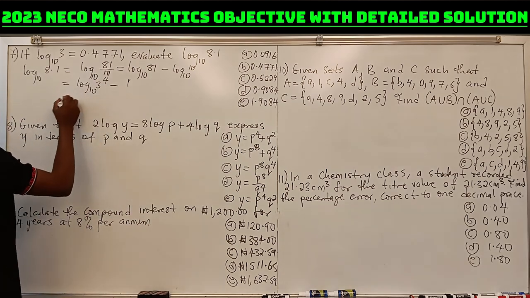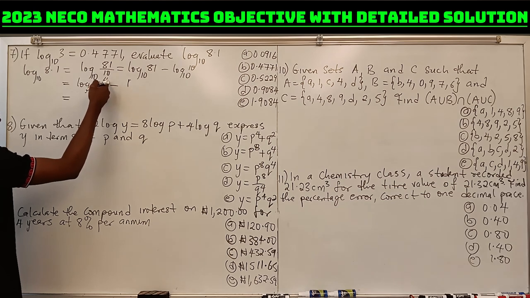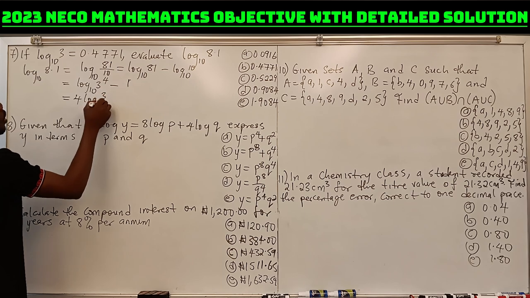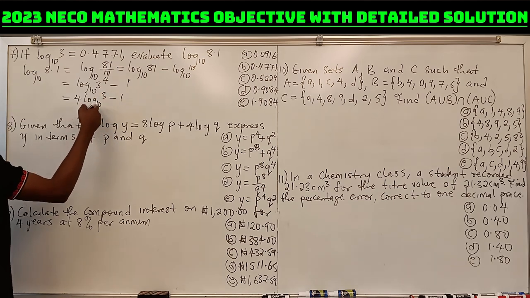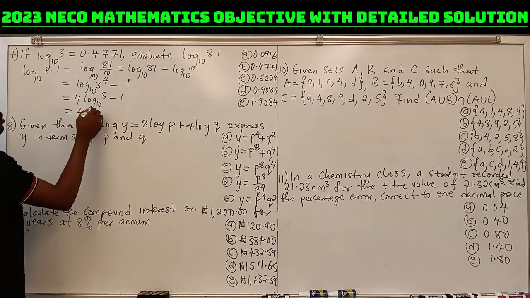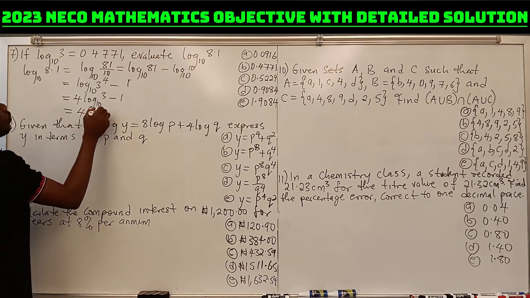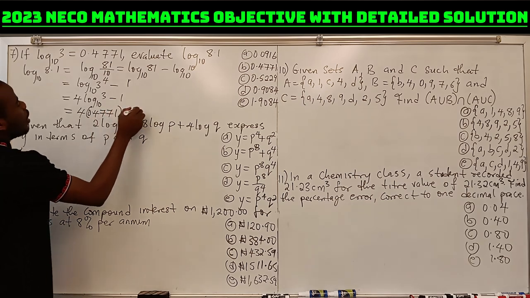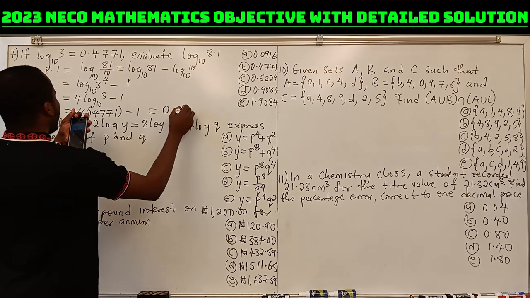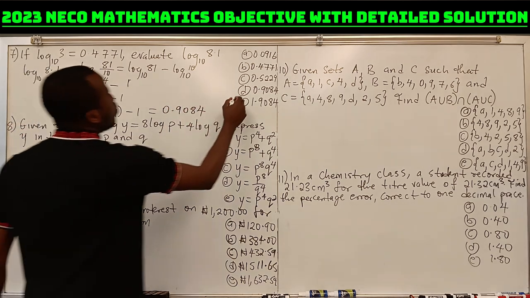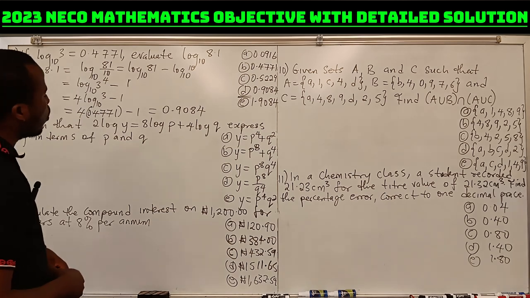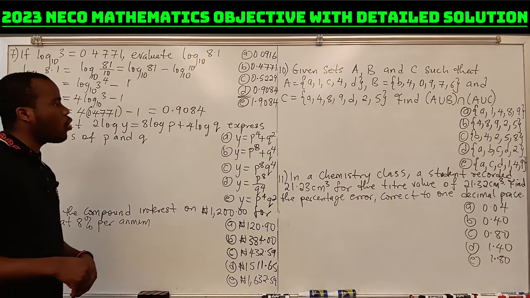So what we have here is, from laws of logarithm, the power multiplies the log. So this is 4 log 3 base 10 minus 1. So we substitute. Log 3 base 10 has been given as 0.4771. So we have 4 times 0.4771 minus 1. And if we do that, we'll have 0.9084, which is D.